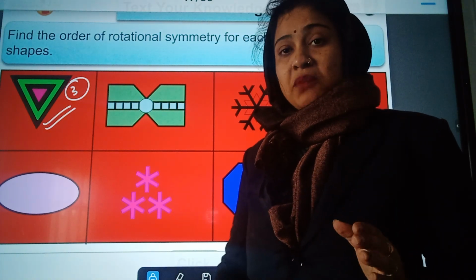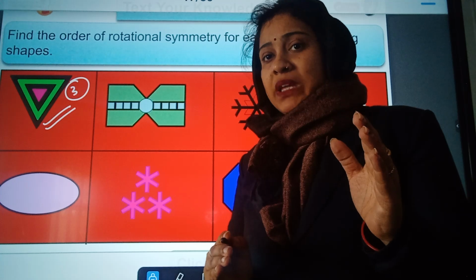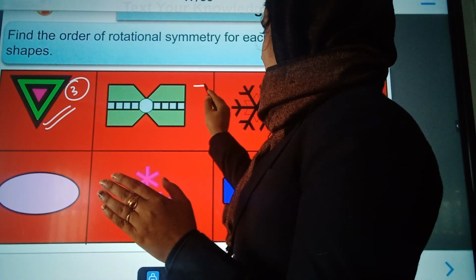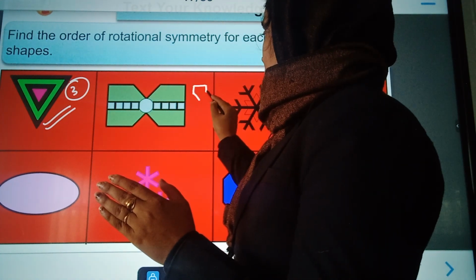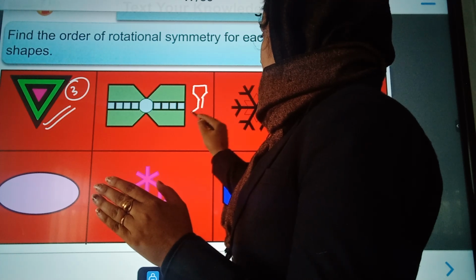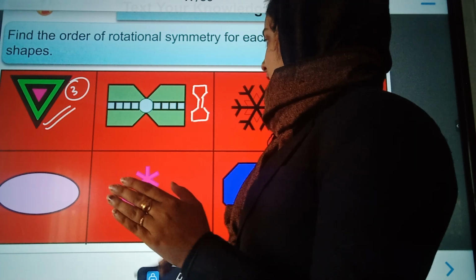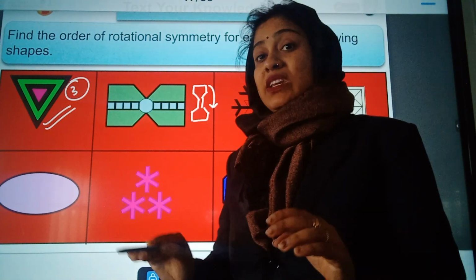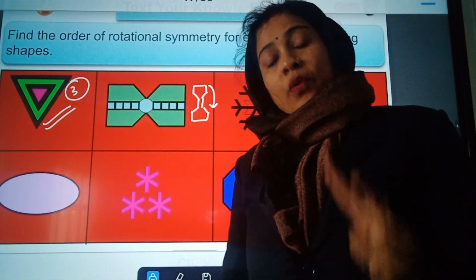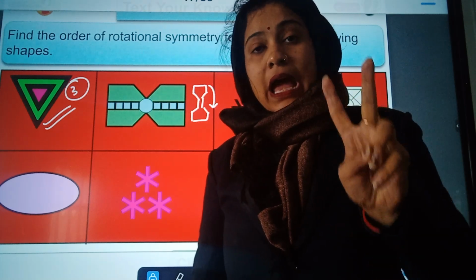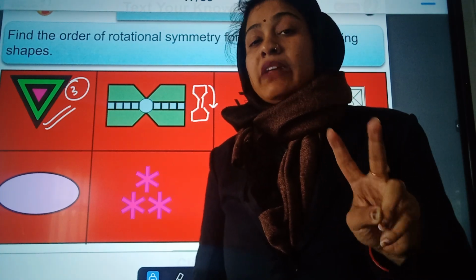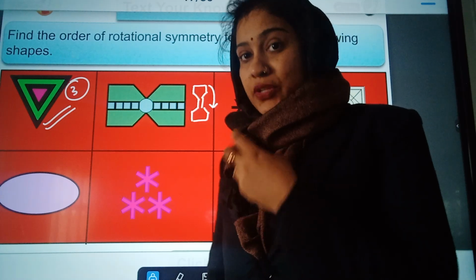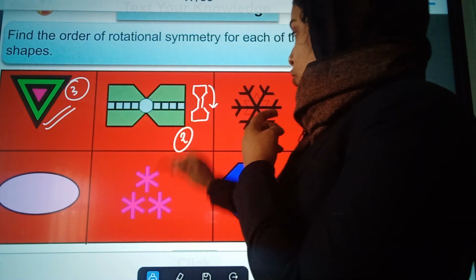Okay. Now the second is this type of figure. If I rotate it by 90 degrees, will it be the same? No, because at 90 degrees it will look something like this. So it is not exactly the same at 90 degrees. But if I rotate it again by 90 degrees, that means a total of 180 degrees, we will get it. So at 180 and 360, at these particular angles, we will get exactly the same figure. So here the order of rotation is 2.